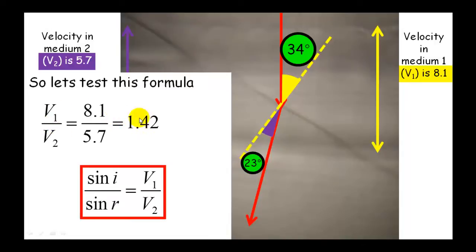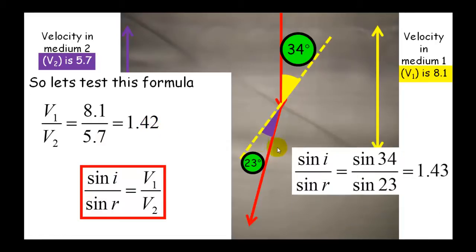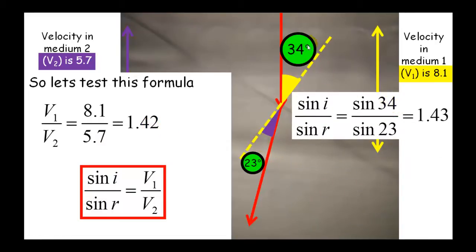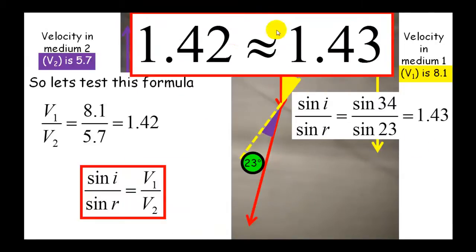If you type in 8.1 divided by 5.7 on your calculator, you get the result 1.42. And if you take the sine of 34, the angle of incidence, and the sine of the angle of refraction, 23, you get 1.43 for this particular example, which is pretty much the same. I mean, given the experimental error in this, and I've actually done this with the real results, and I haven't modified them at all, it's remarkable how accurately it matches up with this theory.